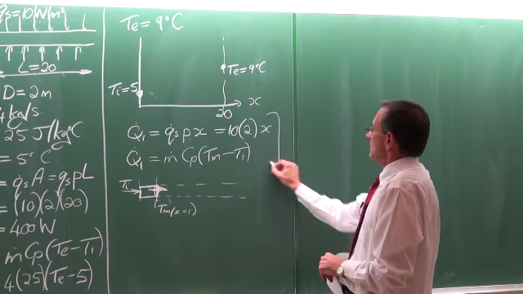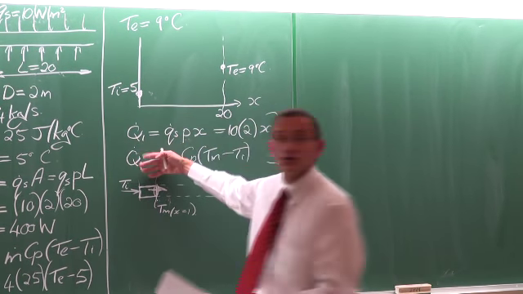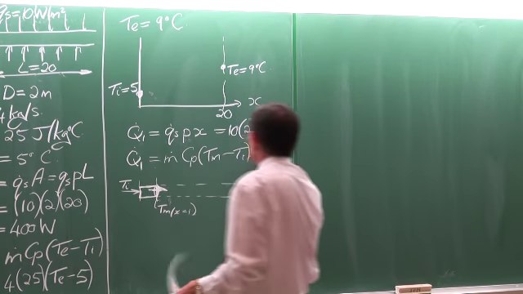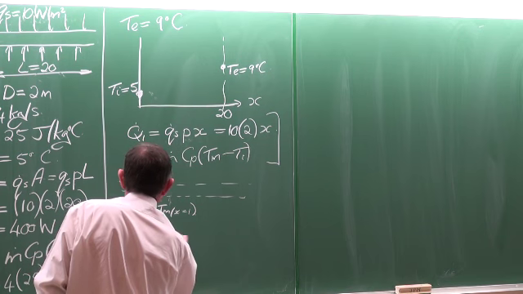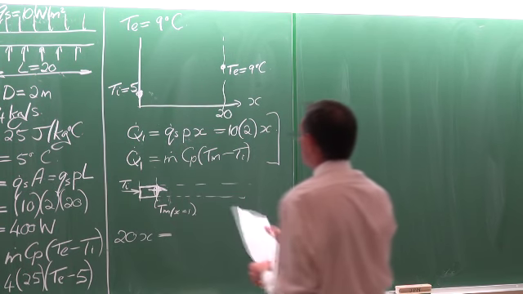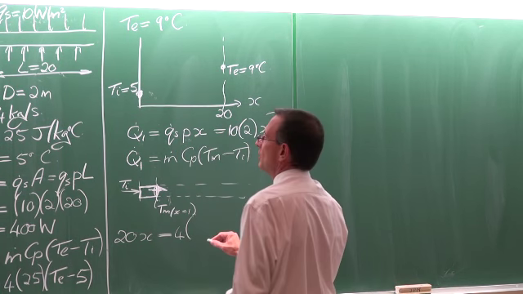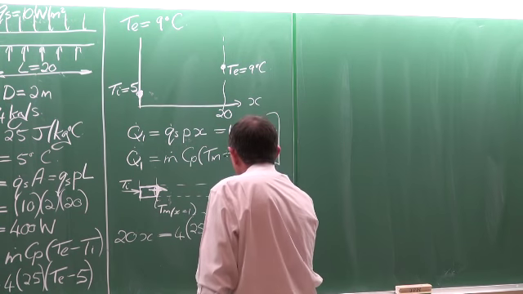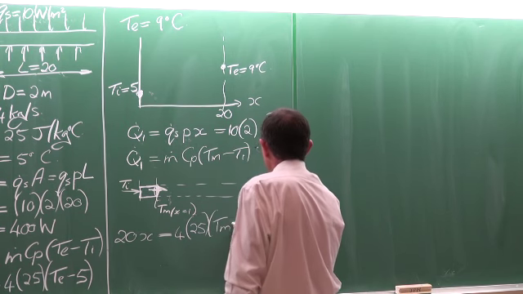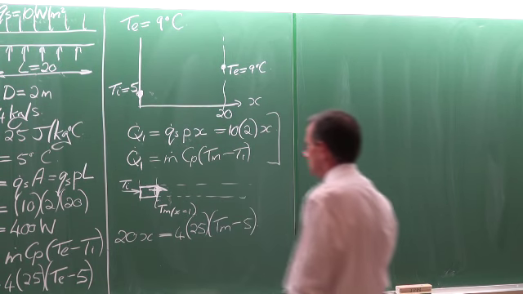Okay. So if we equate those two equations, the heat transfer rate, obviously for both of them, should be the same. So that should be 20 times x is equal to the mass flow rate, which is 4, multiplied by Cp, which is 25, multiplied by the mean temperature minus the inlet temperature, which is equal to 5.